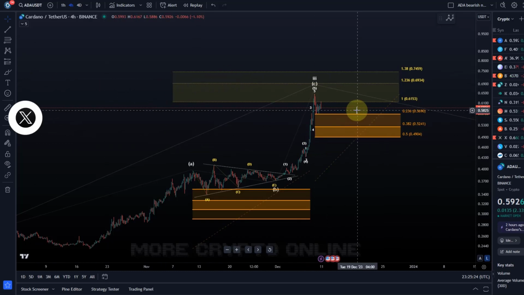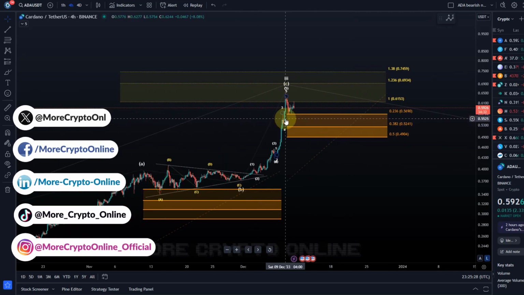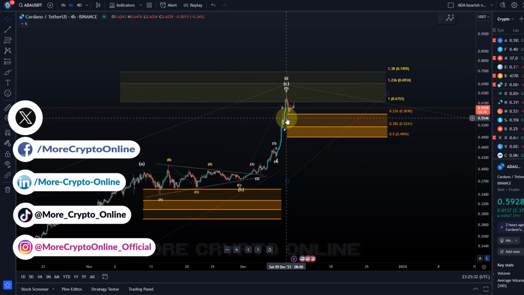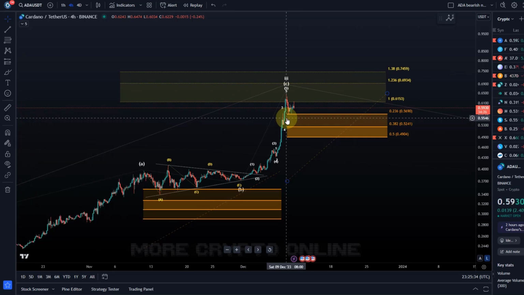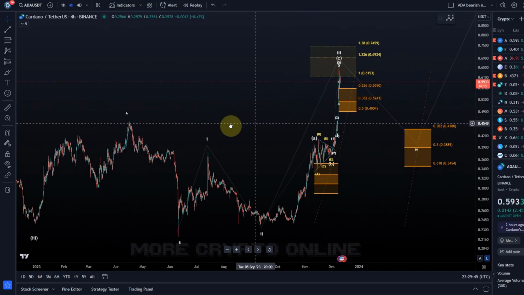We are literally just waiting for a little bit of clarity here. The ADA price hasn't moved much since it got rejected in our target area that is highlighted there in yellow. That was the pivot, the target area for this wave 3 within a larger diagonal structure.